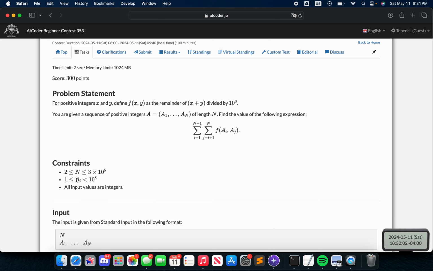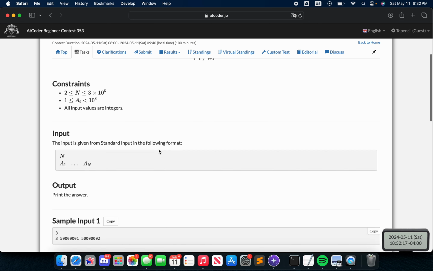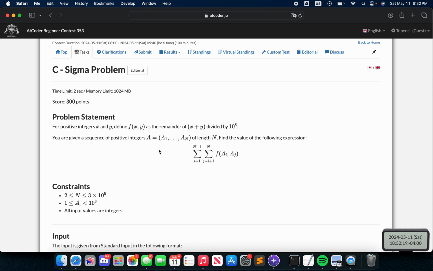You could have a number that's like 4 million, whatever. Like every number could be 4 million. And then the entire answer would just be like 4 million times n times n minus 1 over 2. I'm skipping through a little bit, but anyway, basically you just need a long to store the answer.